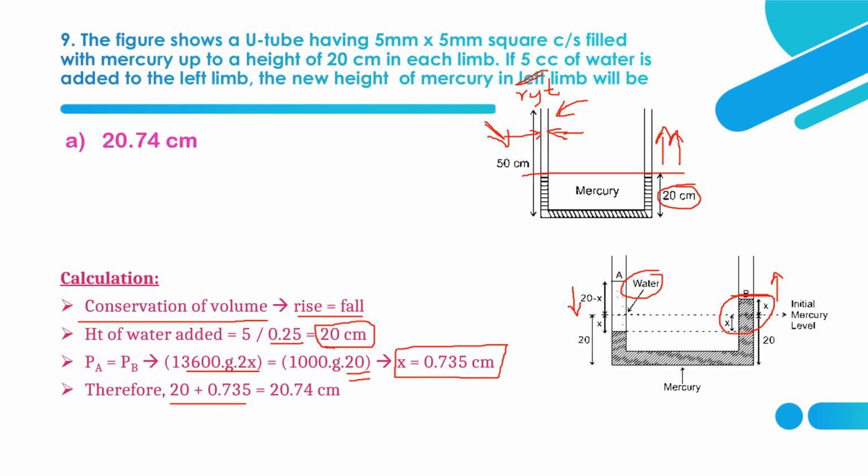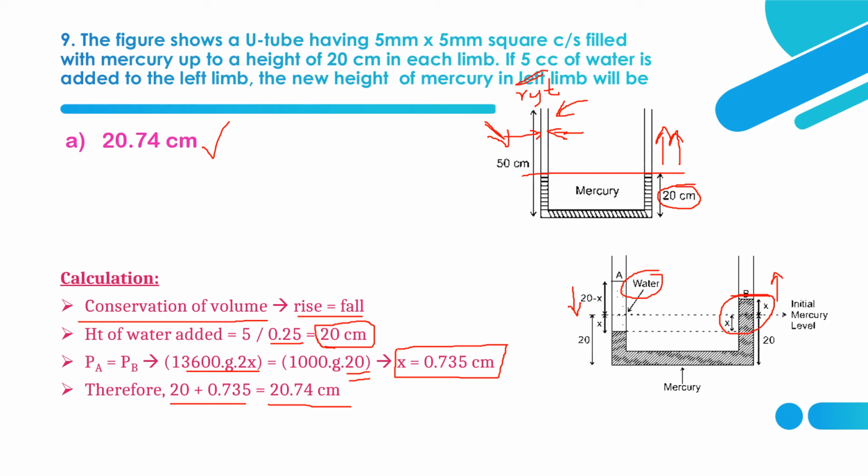So what is the actual or new height of mercury in the right limb? Before adding it was 20 centimeters. Now after adding the water, the rise is 0.735. So therefore 20.735 gives 20.74 centimeters as the new height of mercury in the right limb. This is how we have to calculate the pressure in manometric problems.